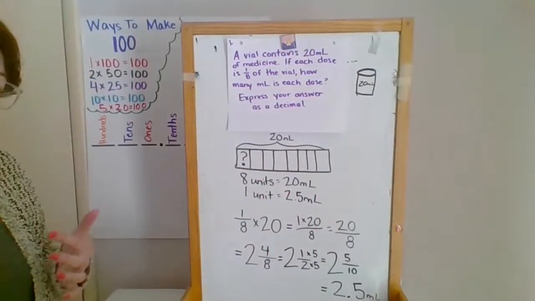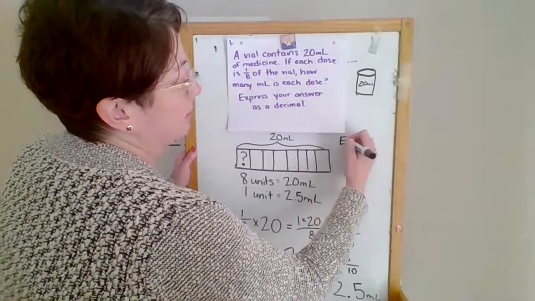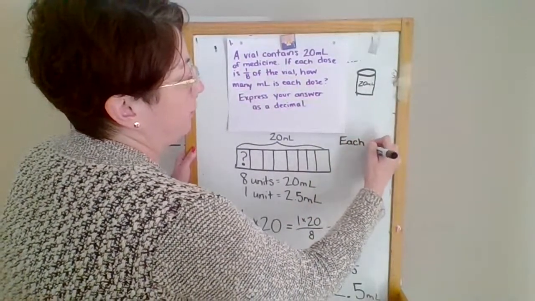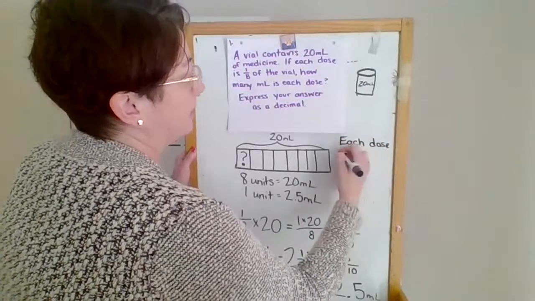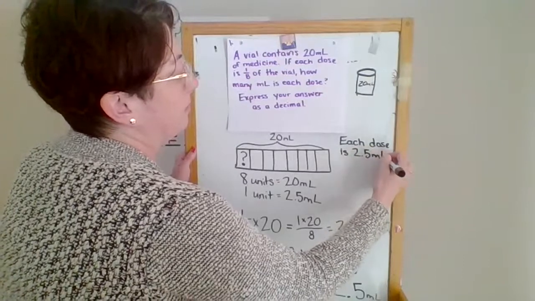Okay. And then, of course, we would write an answer statement. So each dose is 2 and 5 tenths milliliters.